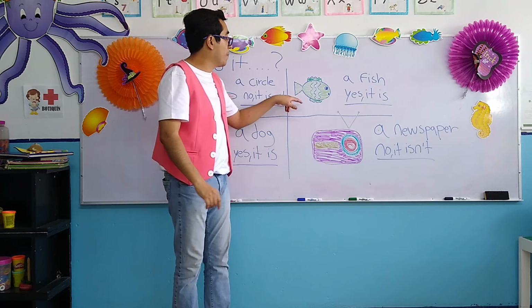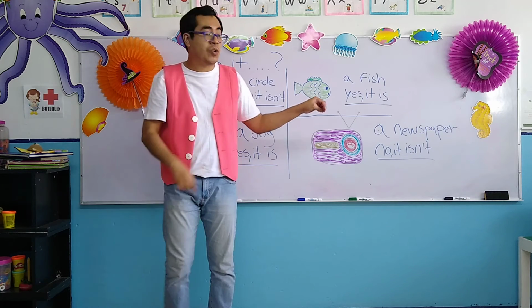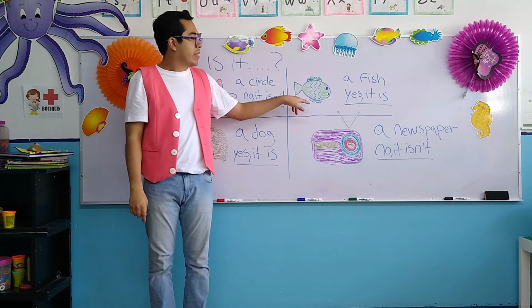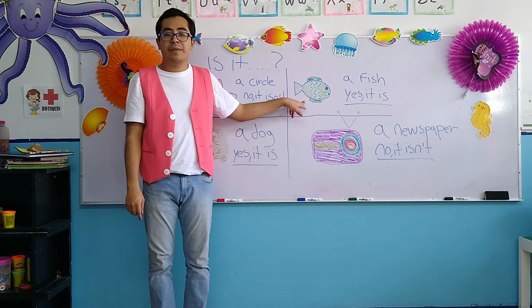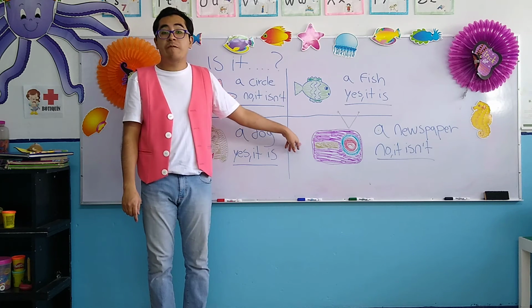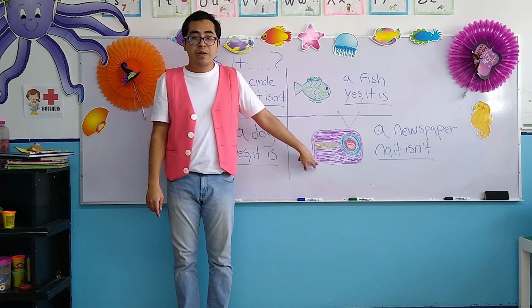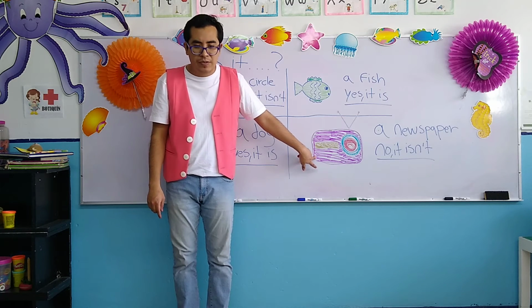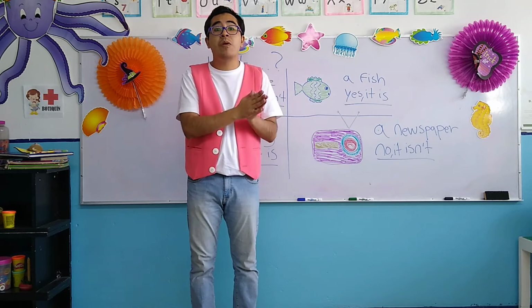Very good. Let's continue. Now, the third object, we have a fish. So, remember the question. Is it a fish? Yes, it is. Is it a kangaroo? No, it isn't. Okay? Very good. Let's continue with the fourth object. Okay? Is it a newspaper? No, it isn't. Is it a radio? Yes, it is.